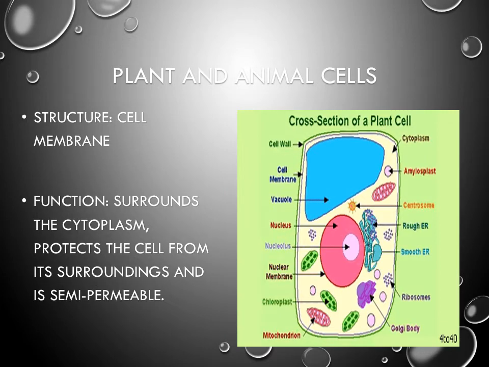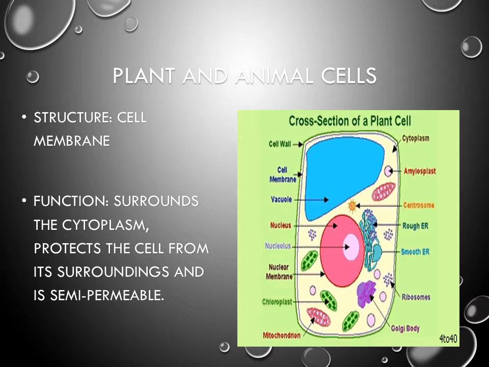The next structure is a cell membrane. Both plant and animal cells have a cell membrane. The function of the cell membrane is to basically protect the cell from its surroundings, and it keeps the cytoplasm all in place. So it's the outside covering that keeps all of the cytoplasm in place, and it protects it. It is semi-permeable, which means it is sort of like a sponge in that it lets some materials through the cell wall. So water might be able to get in and out of the cell.